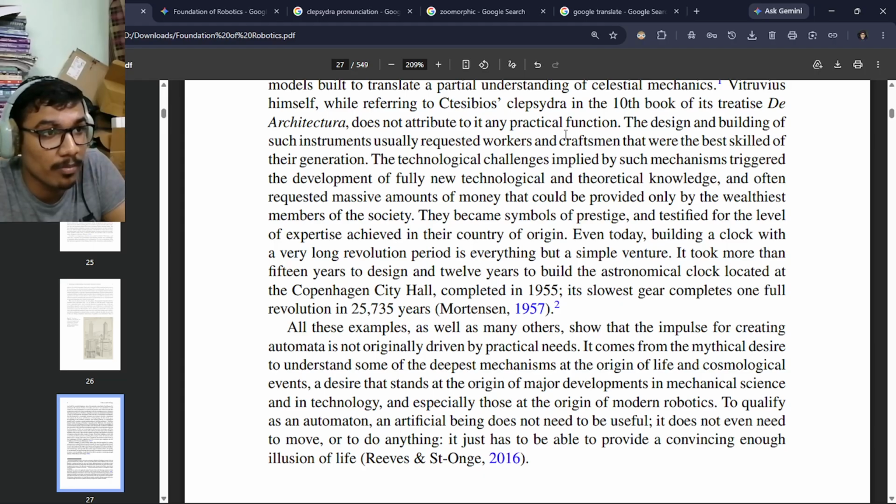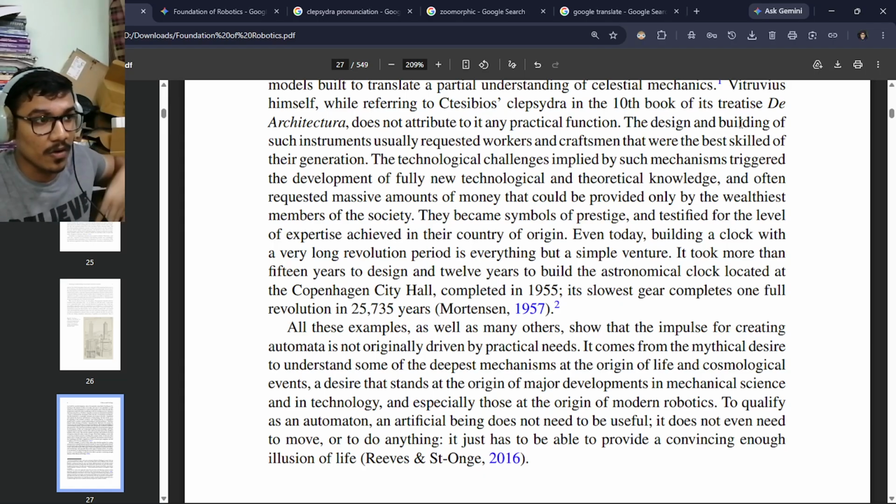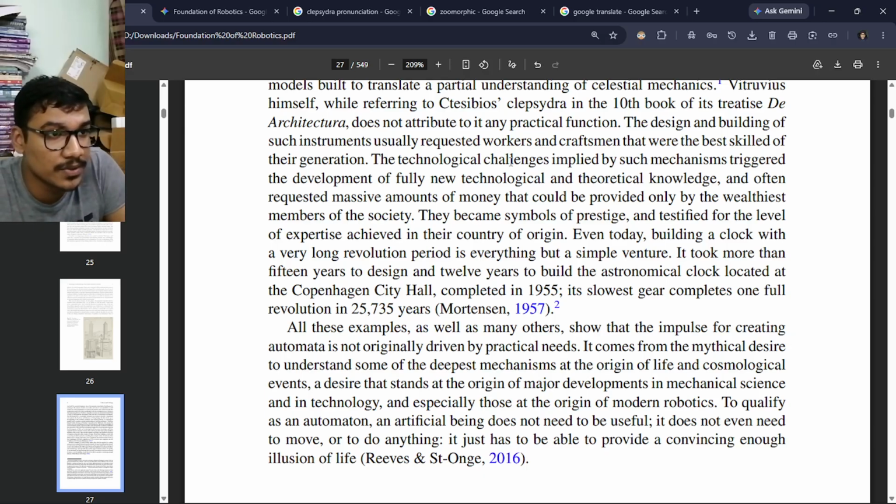Does not attribute to any practical function. The design and the building of such instruments usually requested workers and craftsmen that were the best skilled of their generation. The technological changes implied by such mechanisms triggered the development of fully new technological and theoretical knowledge, and often requested massive amounts of money that could be provided only by the wealthiest members of society. They became symbols of prestige and testified to the level of expertise achieved in their country of origin.